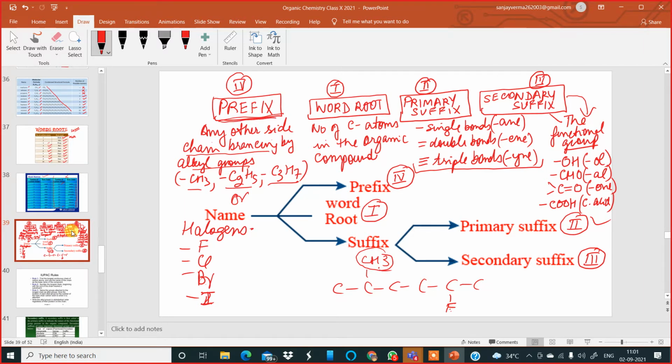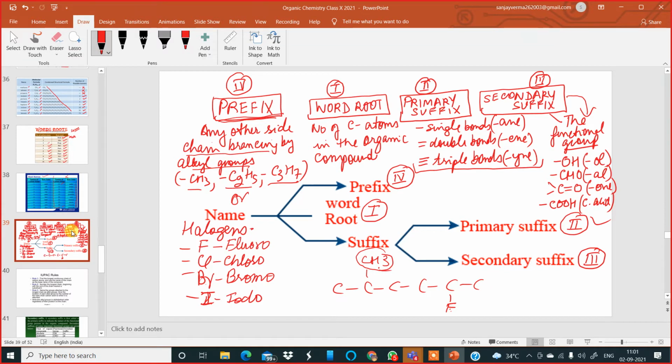So if there is a fluorine atom, we call it fluoro. If there is a chlorine, we call it chloro. If there is a bromine, we call it bromo. Bromo, bromo. Don't say Bruno, okay? If there is I, then we call it iodo. Okay, so this is how we work on the naming of organic compounds.